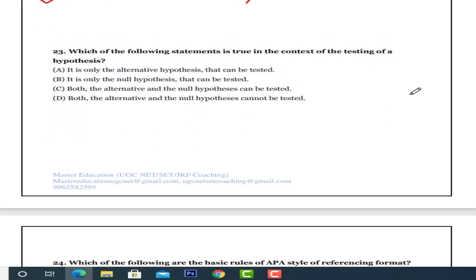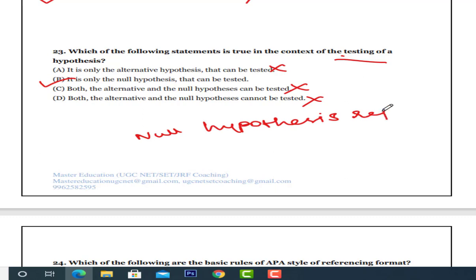The next one. Which of the following statements is true in context of testing of a hypothesis? So hypothesis, I already told what happens at the testing of the null hypothesis. It is only the null hypothesis that can be tested. Okay, it is not the alternative hypothesis; only the null hypothesis is tested. If the null hypothesis is rejected, rejected means then the working hypothesis is accepted.